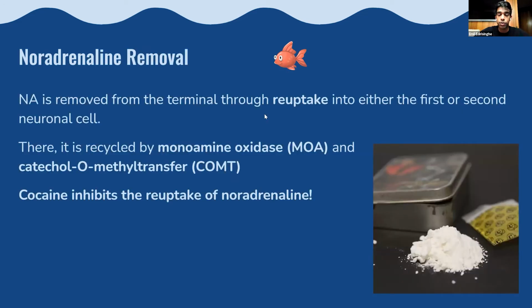Finally, you have noradrenaline, which is a neurotransmitter in the sympathetic nervous system acting on these receptors. And these are removed from the terminal through reuptake, either into the first or second neuronal cell. And there it's recycled to be reused by the cell. And here, interestingly, we'll bring in a little bit of drugs. You get cocaine, which is acting by inhibiting the reuptake of noradrenaline, which means that noradrenaline continuously acts on the receptors, and then you have overactivation of the sympathetic nervous system.